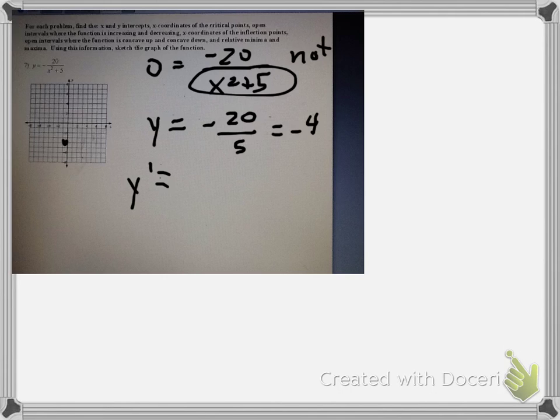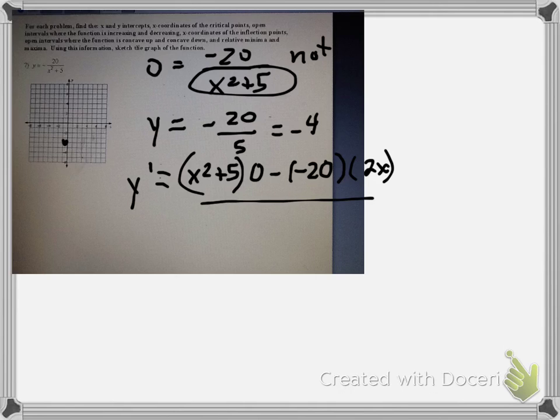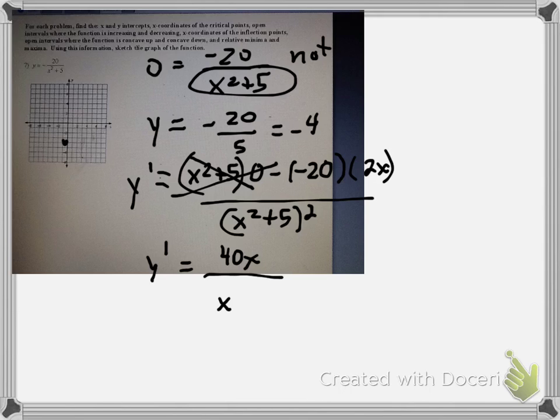v, u prime, derivative of -20 is 0, minus u v prime, all over v squared. And so this is nice, this all is 0. We have -40x plus 40x because of that other negative. So our derivative is 40x over x squared plus 5 squared.